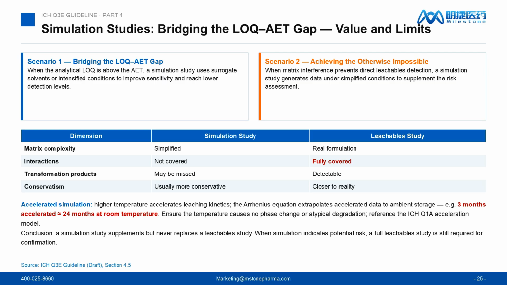One elegant application, accelerated simulation. Raise the temperature, and leaching kinetics follow the Arrhenius equation, so 3 months of accelerated conditions can approximate 24 months at room temperature. Just stay below temperatures that cause phase changes or atypical degradation, and borrow your acceleration model from ICH Q3E stability practice.